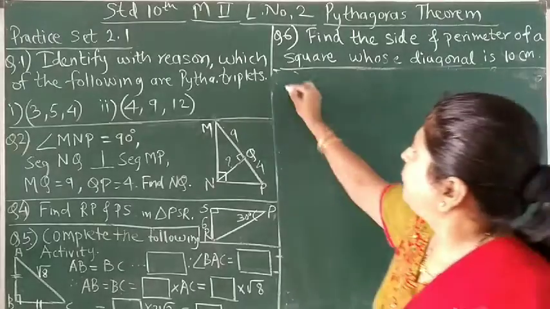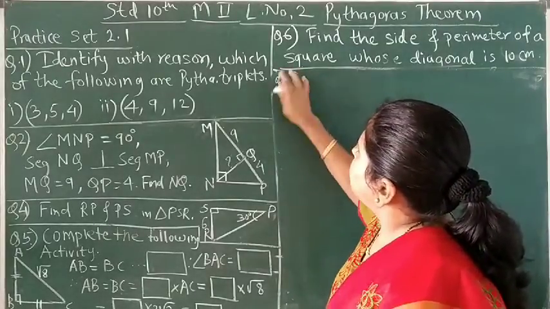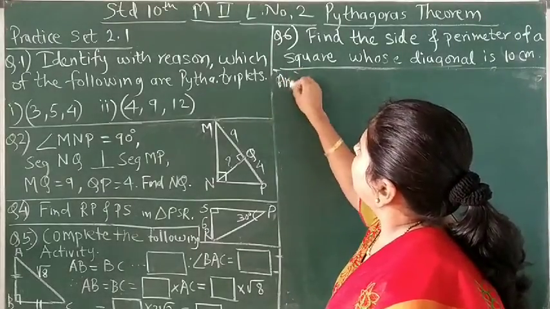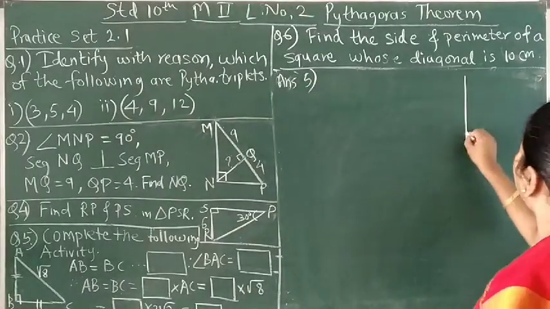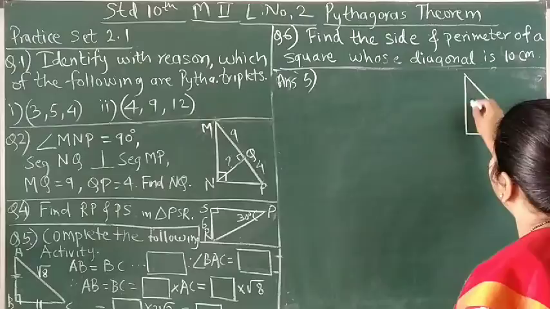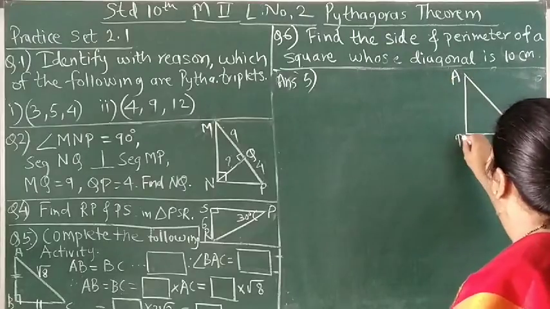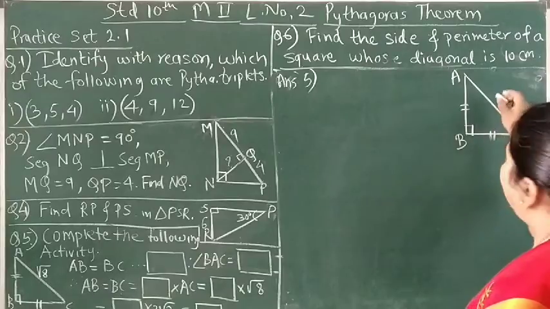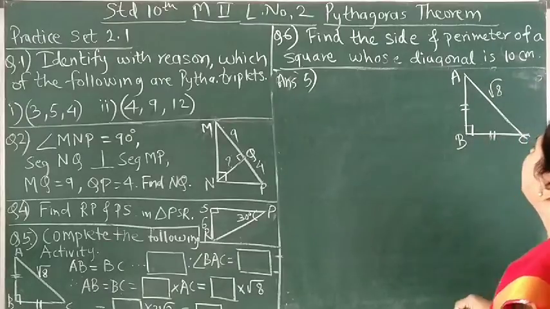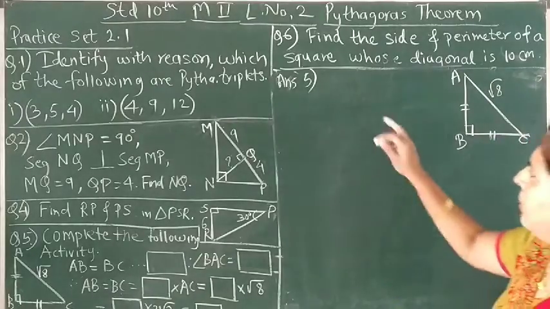Okay, now question number 5, its answer. The triangle is given here like this, where it is A, B and C. Here we see the identical marks, 90 degree, and here the root 8. Okay, now here we have to complete the activity.